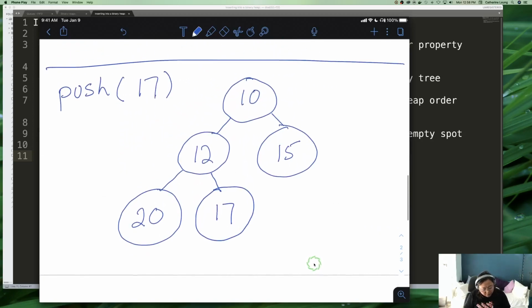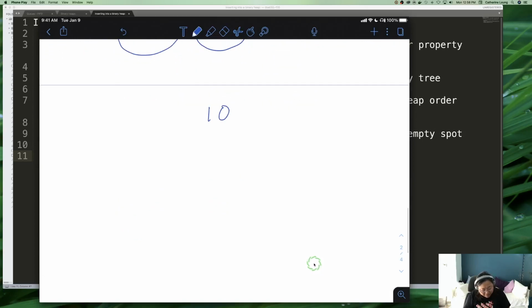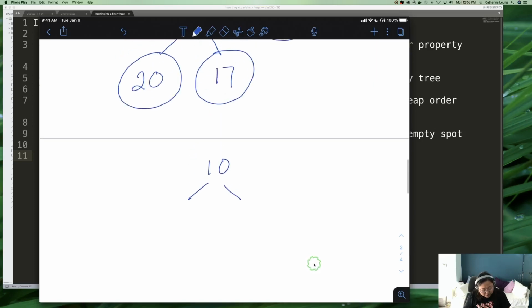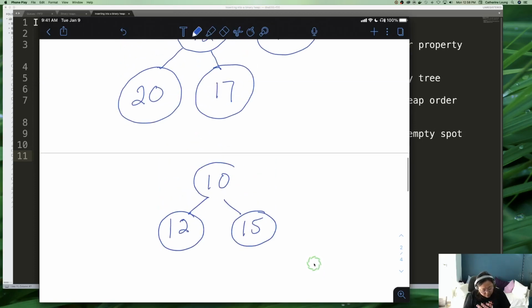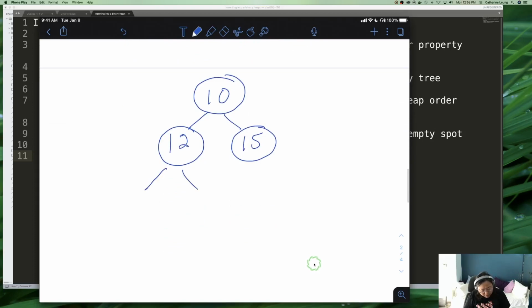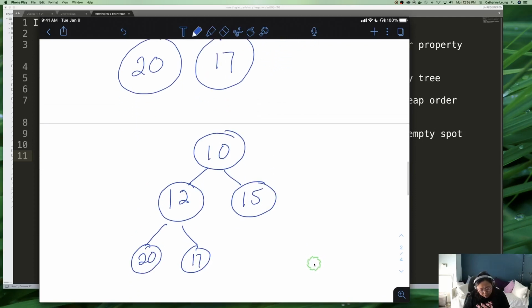So here's my current tree. Actually, I'm going to redraw it so that it's not so gigantic. Okay, so 10, 12, and 15, 20, and 17. So this is what we have so far. Okay, so now this next example is push.